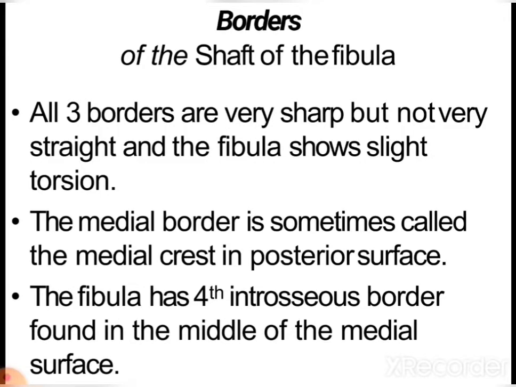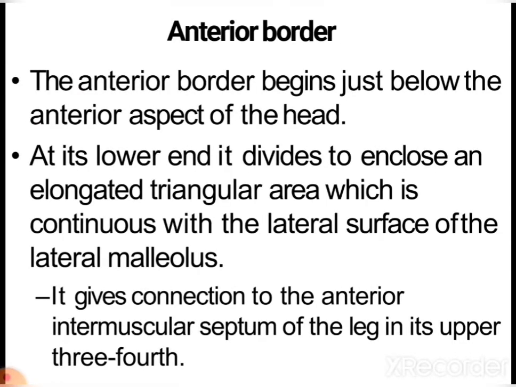Now all the borders are very sharp but not very straight, and the fibula shows slight torsion. The medial border is sometimes known as medial crest in the posterior surface, and the fibula has fourth interosseous border found in the middle of the medial surface. Now we come to the anterior border. It begins just below the anterior aspect of the head.